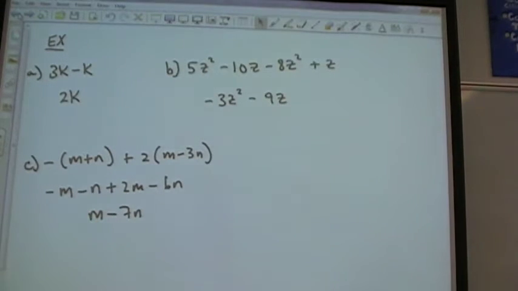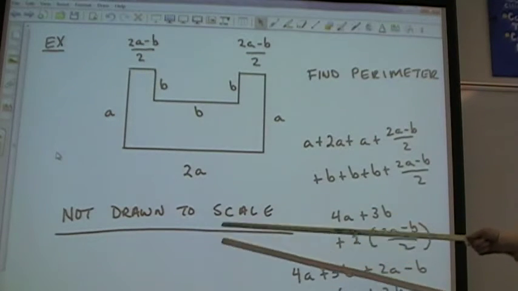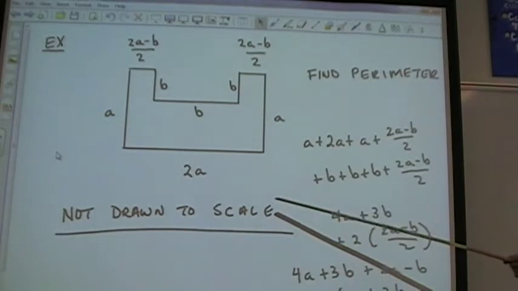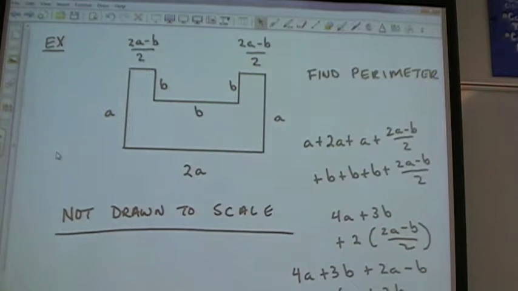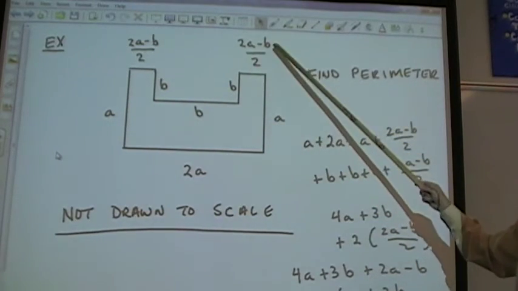One more example. Draw this figure to the best of your ability. Note what's underlined down here, not drawn to scale. You'll see that a lot when you're taking tests. It'll be in your book as well. And it's pretty obvious here because B, B, and B don't really match up the same distance when they should be. This top segment up here and here, the length of that is 2a minus b over 2.